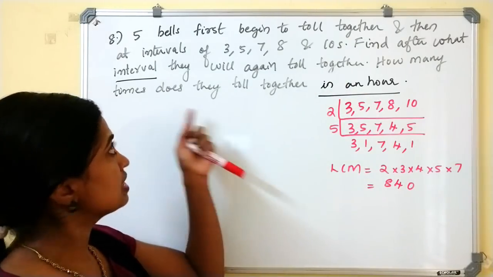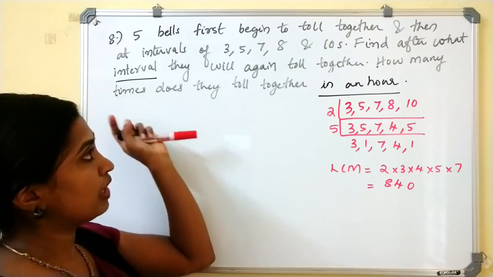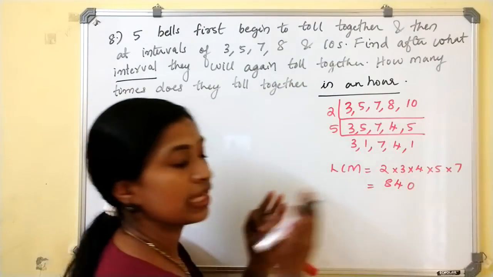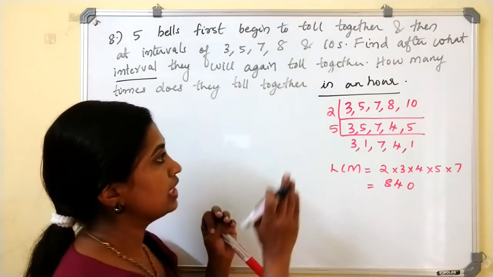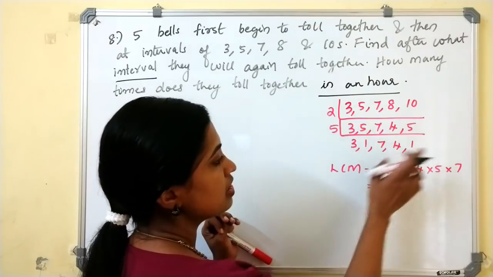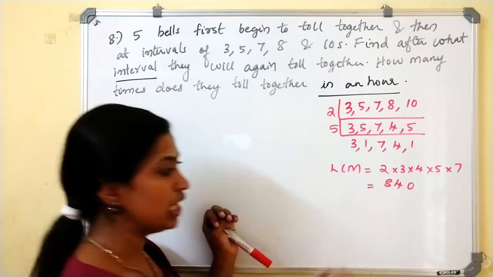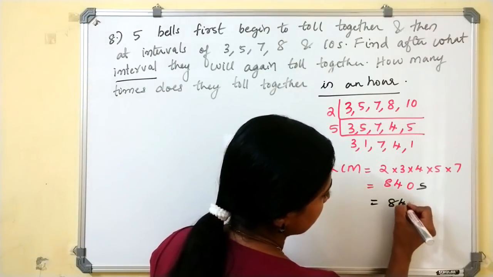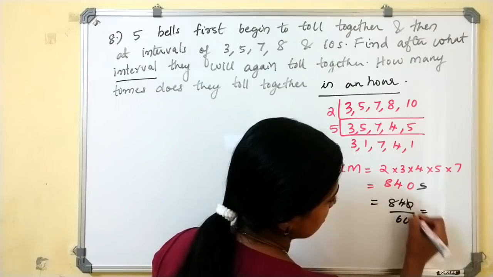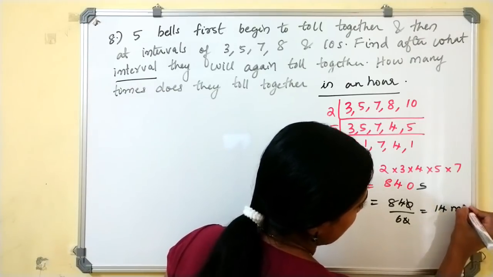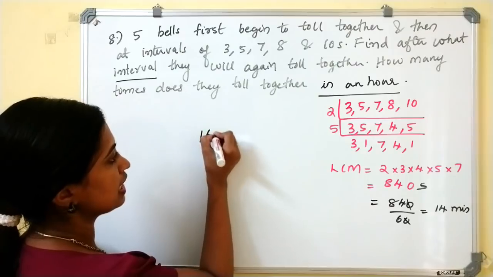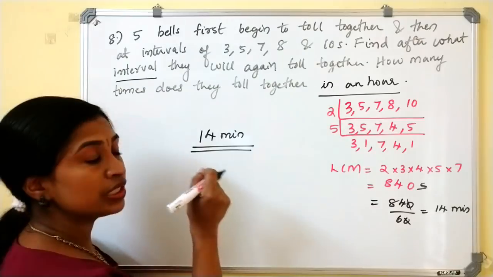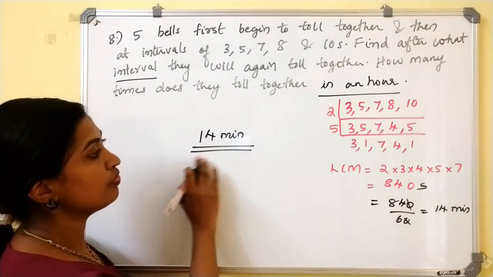So, the first question can be solved by finding their LCM. After their LCM, that many seconds they toll together. So, LCM of 3, 5, 7, 8, 10 is obtained as 840 seconds. 840 seconds is 840 divided by 60, that is 14 minutes. The first question's answer is 14 minutes. After 14 minutes, the bells toll together.